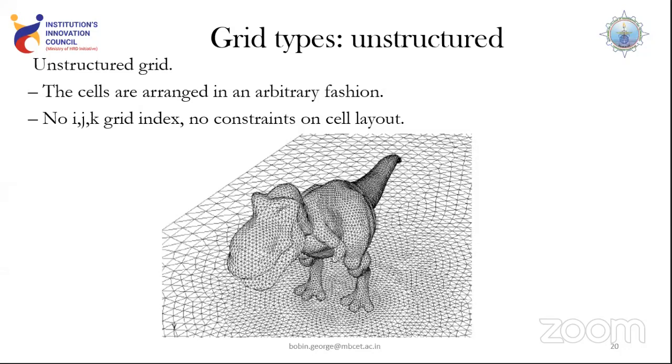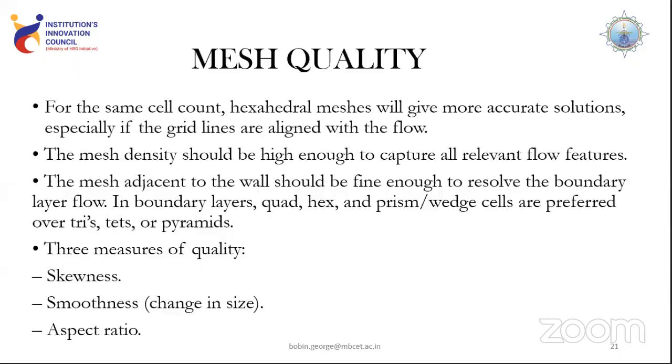When you move to grid quality, there are basically three terms. The first one is skewness, the second one is smoothness, and the third one is aspect ratio. These three are the basic fundamentals. A hexahedral mesh will give a higher number of results compared to any other one, because more points will be there. With more points, we will be able to solve at more points, and tackle that process.